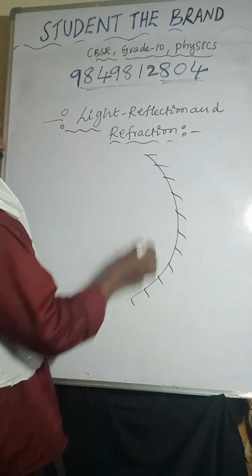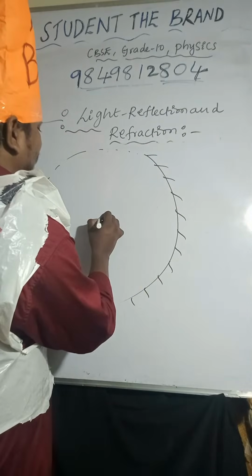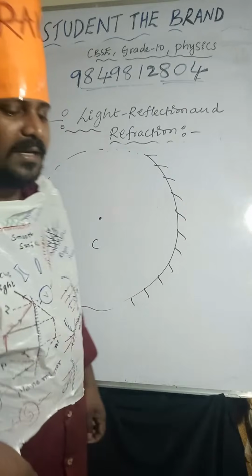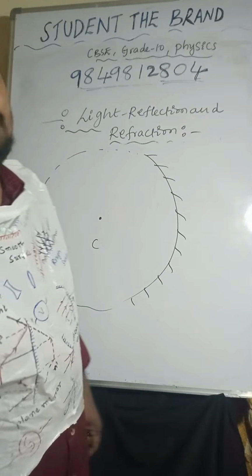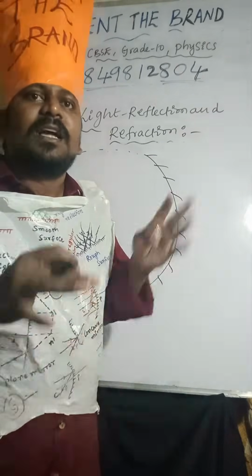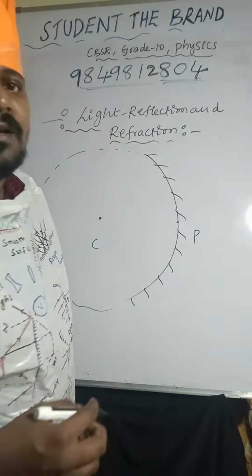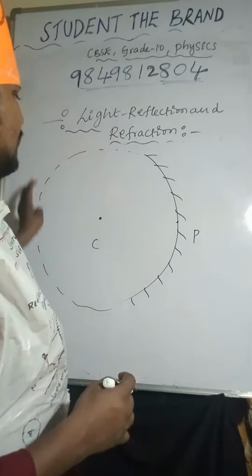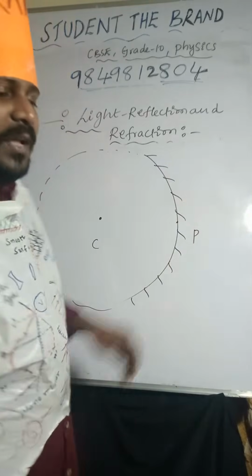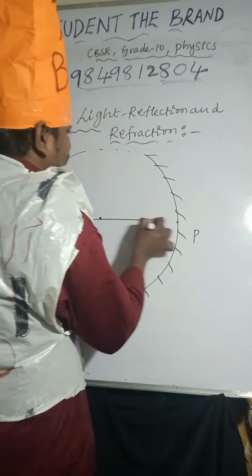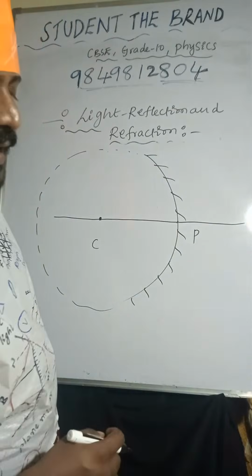It is a part of the sphere. The center of the imaginary sphere of which the mirror is a part is called the center of curvature. The midpoint of the mirror is called the pole. The line joining the center of curvature and the pole is called the principal axis.